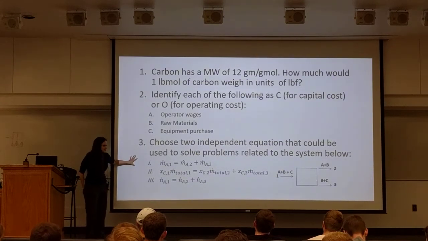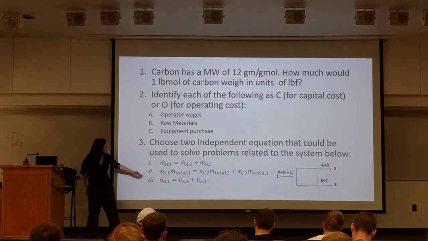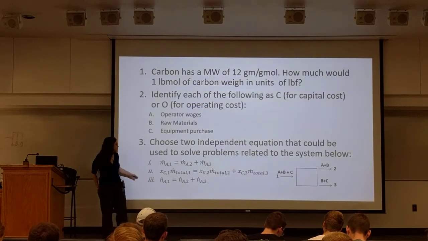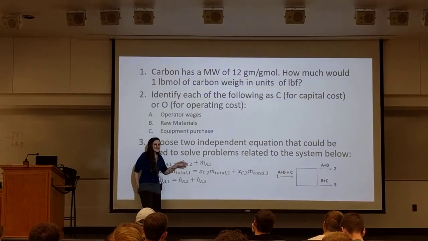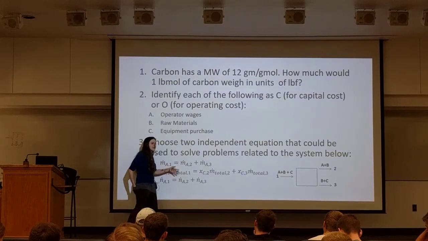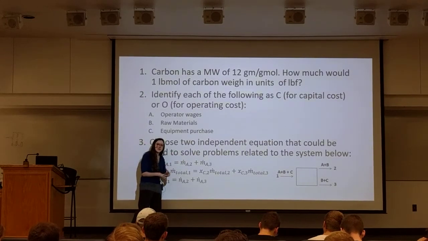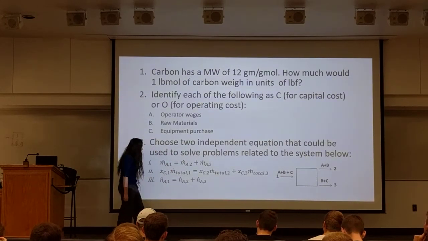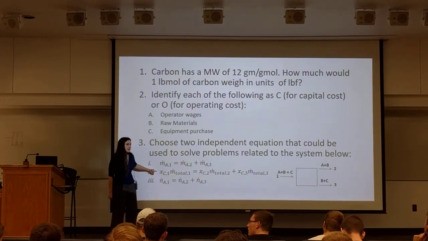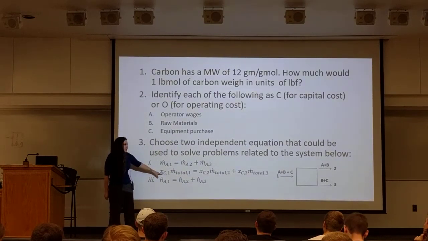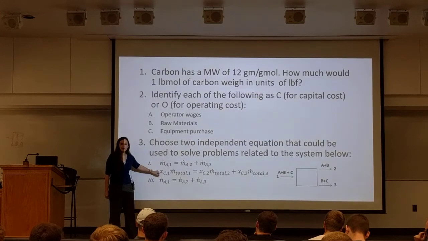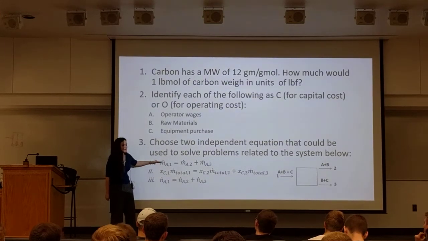We talked about that in last class, and the reason why is because if you have this, all you have to do is multiply it by the molecular weight to give you this. Putting them together doesn't give you any more information. They're not independent. This one is just a mass balance on the C. So you can use a balance on C with a balance on A.